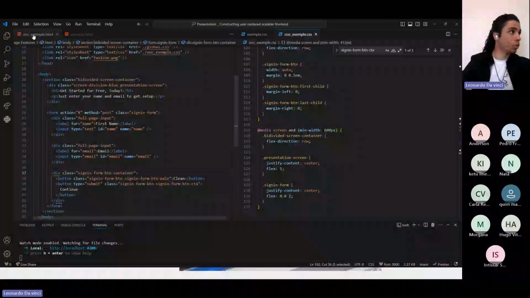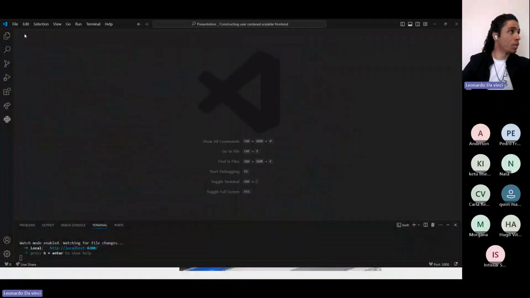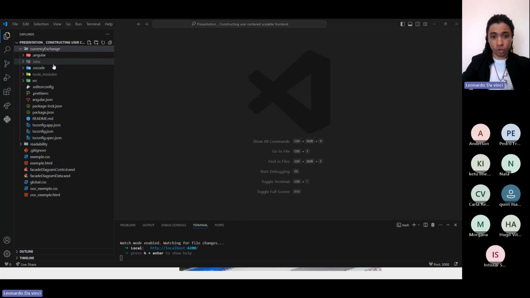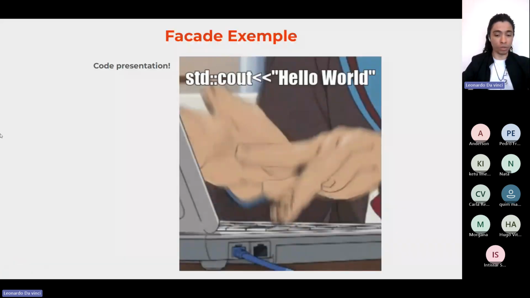Again, hope you guys see me here. So see this file in here, right? So this is basically an Angular project, okay? I'm going to show you what it does before anything else.